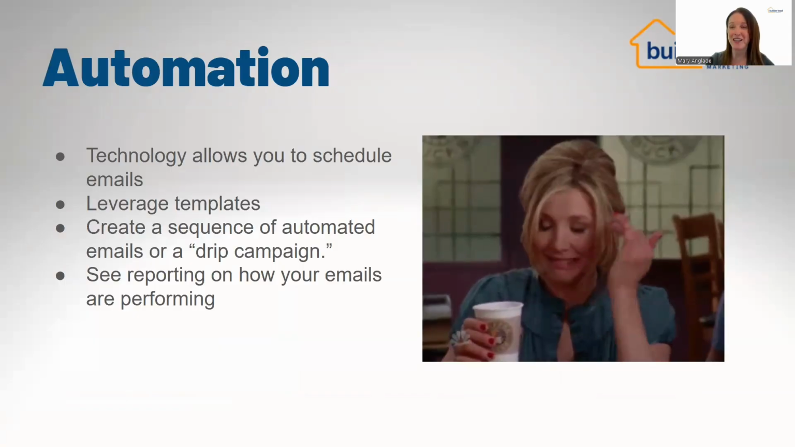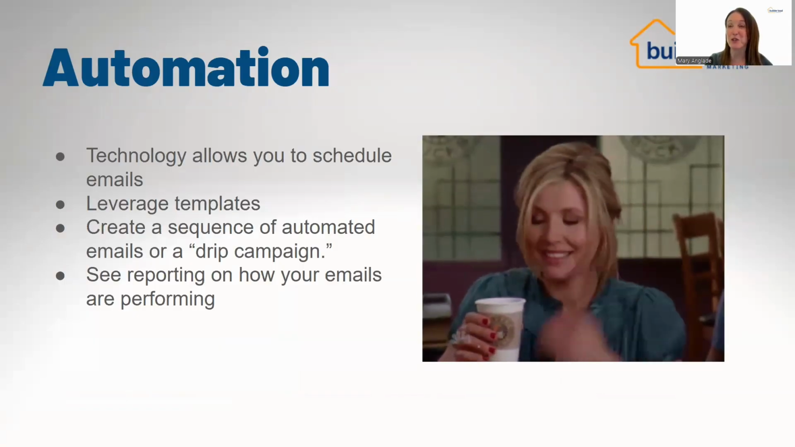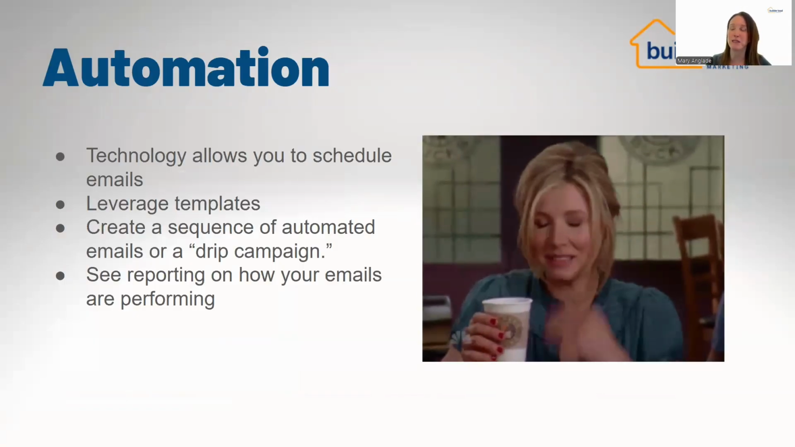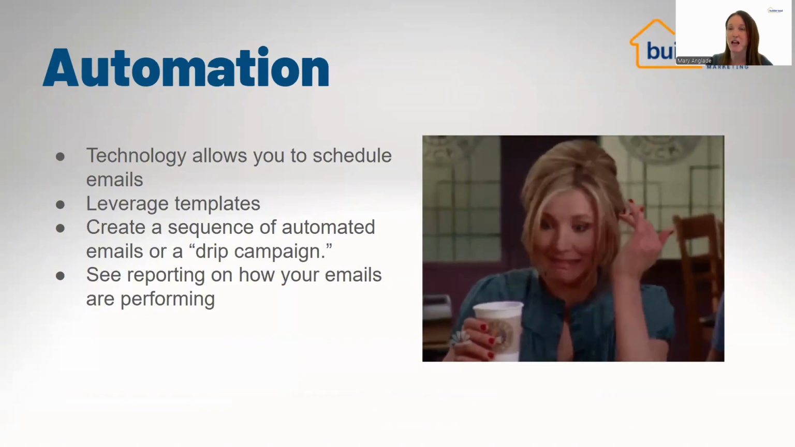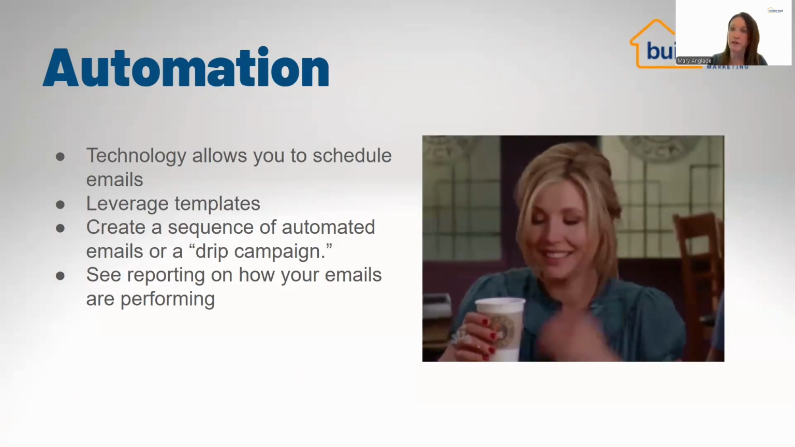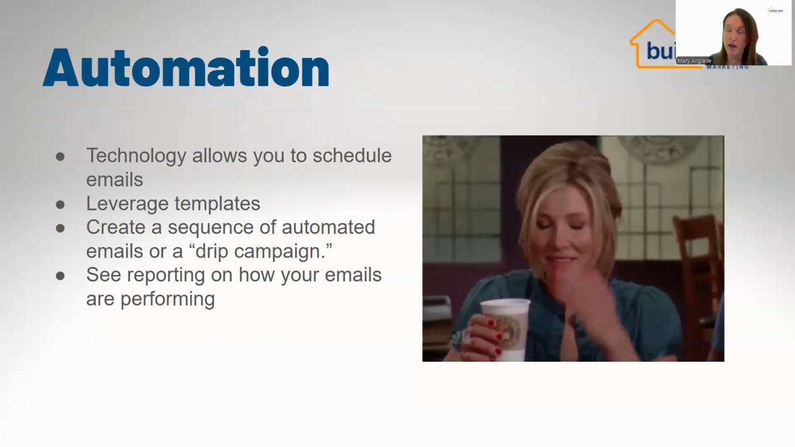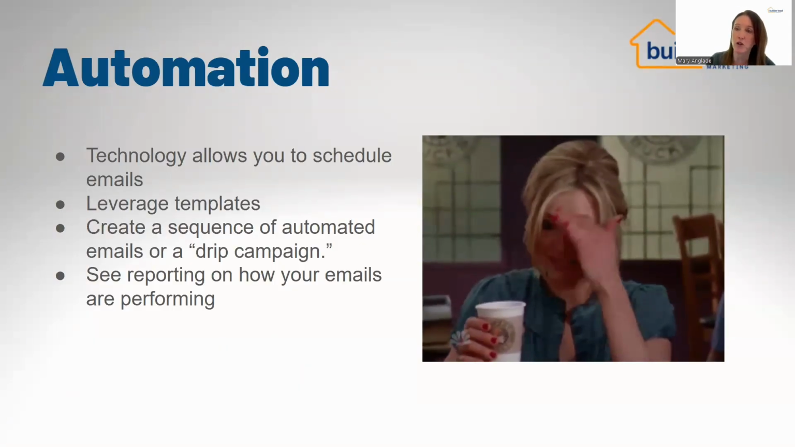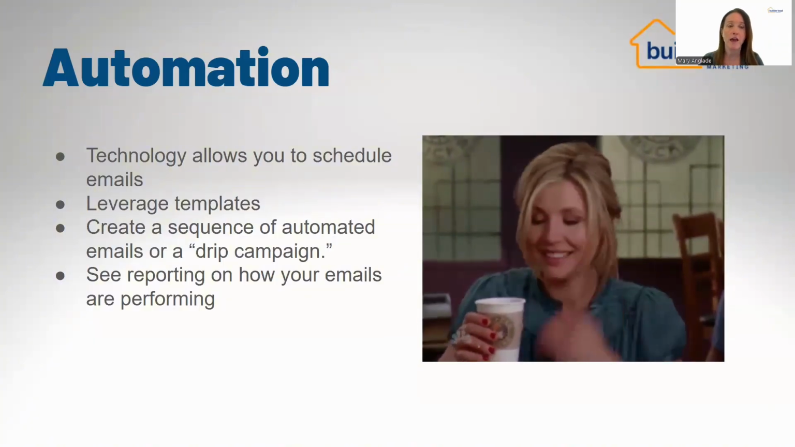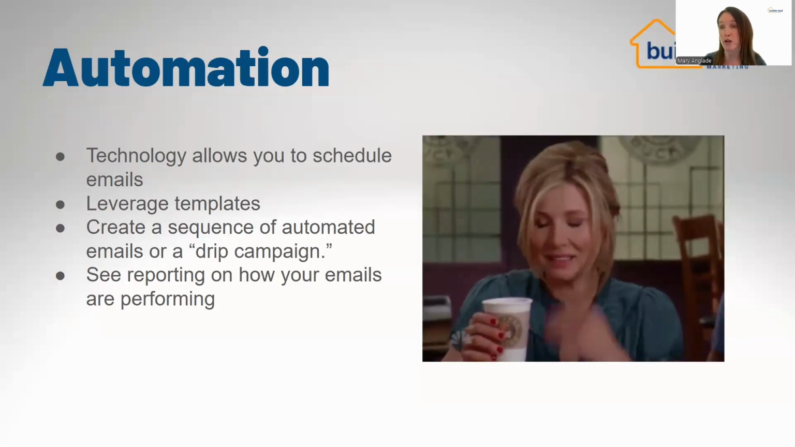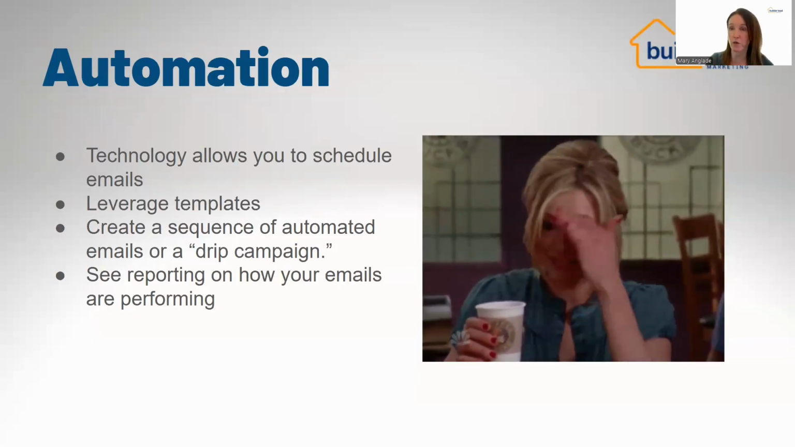So automation is another way to reduce the work, because you might be saying, how am I going to do this drip campaign? 3 to 5 emails even sounds like a lot. And frankly, it is a lot. If you were manually having to mail something out, that would be potentially time consuming. But you can leverage templates, you can create this sequence, and you can also see reporting, which we'll get into later in the webinar.